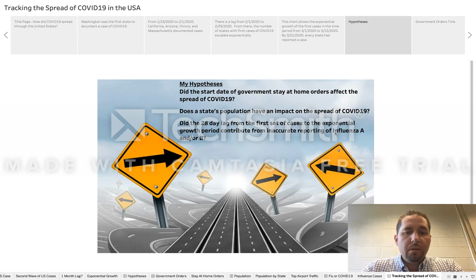And finally, did the 28-day lag come from improper reporting or inaccurate reporting of flu A and flu B? Again, something relevant at my workplace. As I went through this, I started to connect some dots that we had a high absenteeism rate in that time period. And it was curious to see that there was a 28-day lag of COVID-19 cases in that time period. So that was something else I wanted to characterize.